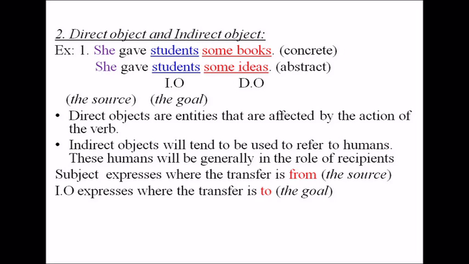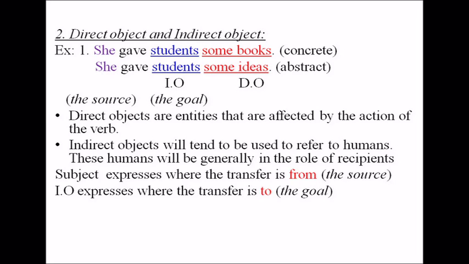The second point, direct objects and indirect objects. Commonly, there are some verbs that are followed by 2 objects, in which one is a direct object and another one is an indirect object. So how can we distinguish these 2 kinds of objects? I have an example. She gave students some books and she gave students some ideas. In these 2 sentences, she is the subject, gave is the verb in the past form of give, students is the indirect object, and some books and some ideas are direct objects.